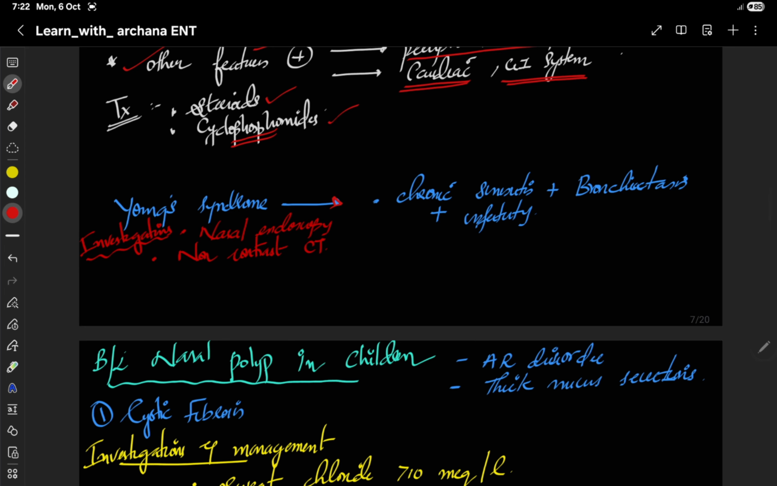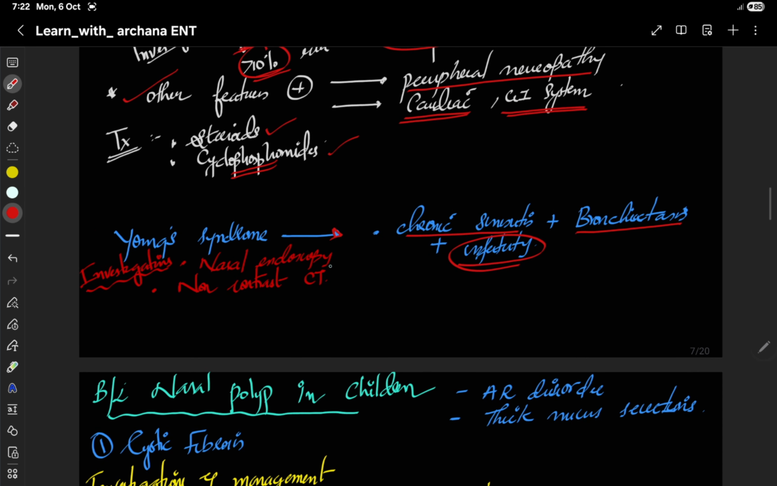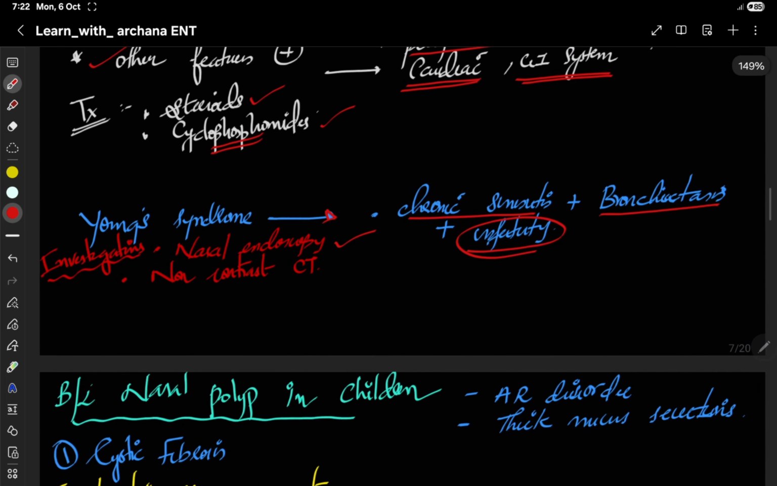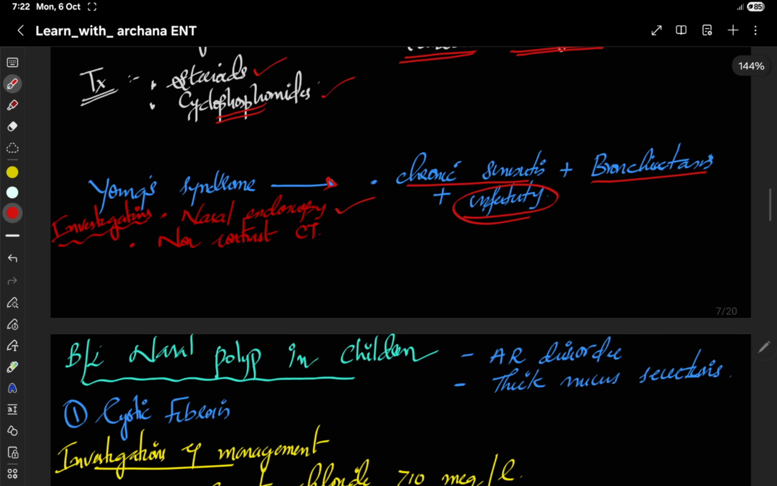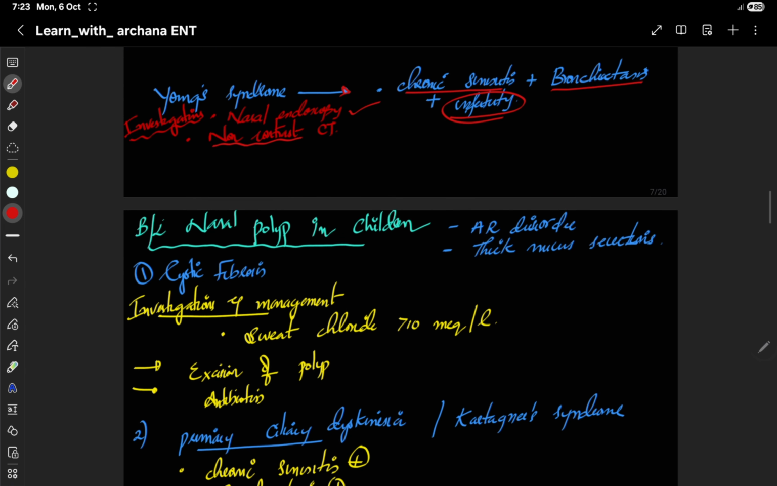How does a patient present with Young syndrome? Patients have chronic sinusitis, and may have bronchiectasis and infertility. Okay, what investigations do we have to do? Nasal endoscopy. For all the cases we can do a nasal endoscopy, and we can also do a non-contrast CT. Okay, these are the causes in adults.